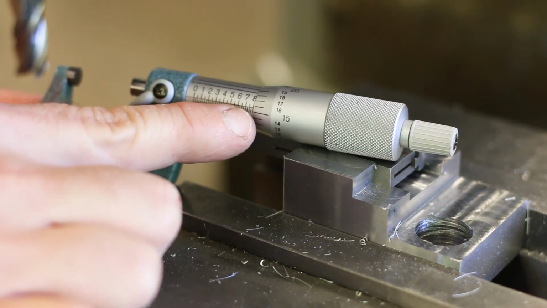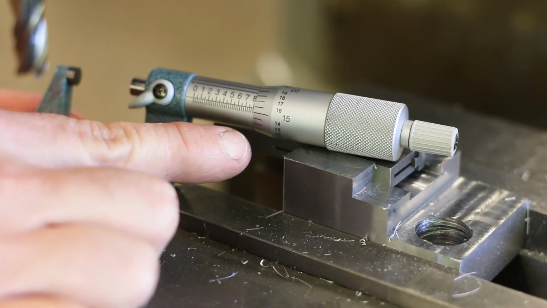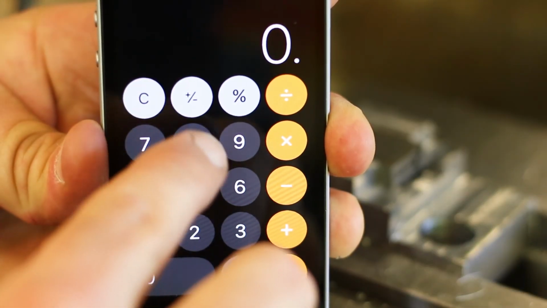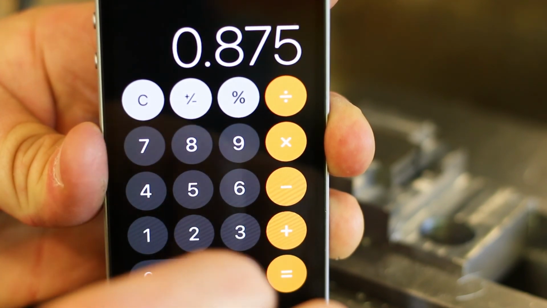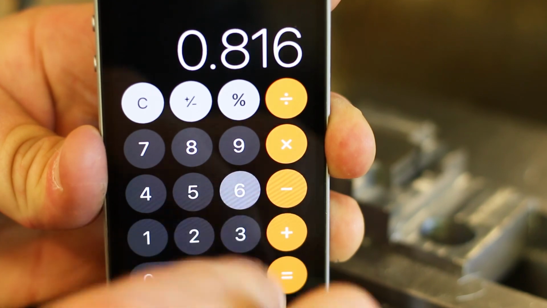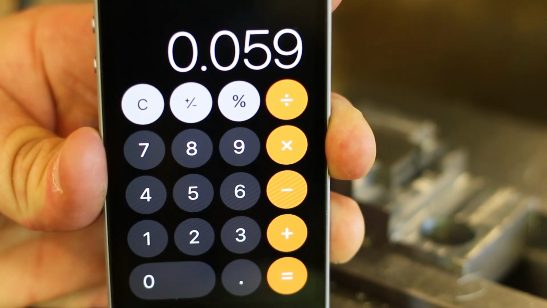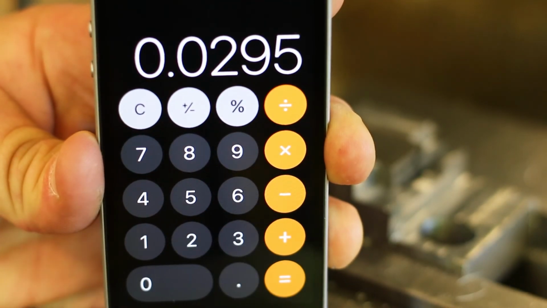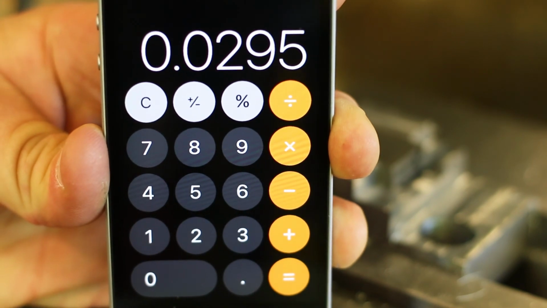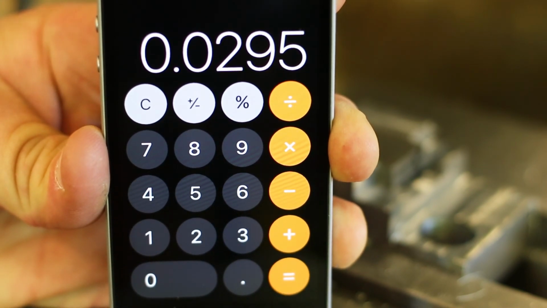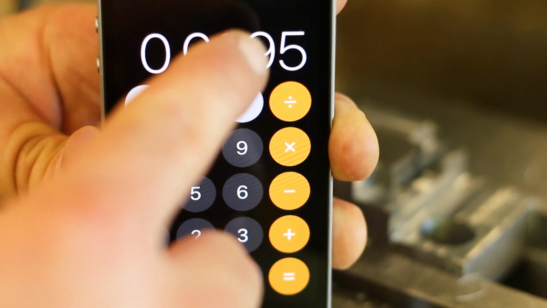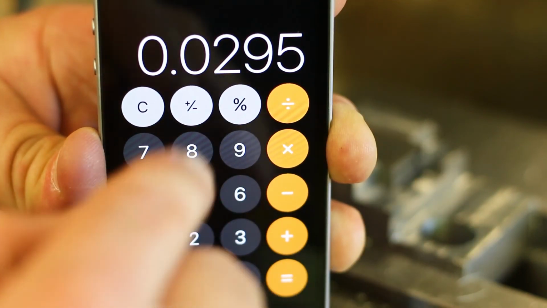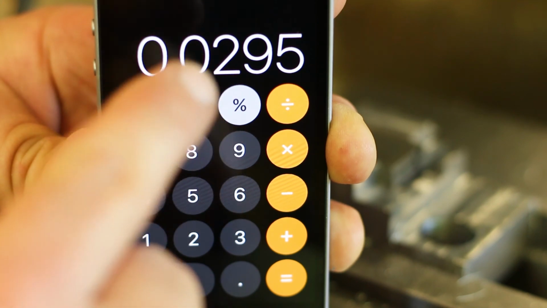So that's telling us 800 plus 15, almost 16. Let's just call it 16. So 816 thousandths. Okay, remember that the target value is 875 minus 816, which is where we are now, gives us 59 thousandths. Now, divide that by 2, and we get 29 and a half. Let's just make it an even 29 thousandths, and that's how much we're going to take off of each side equally, so that we get to the final size of the slot, and we also get that slot on center.